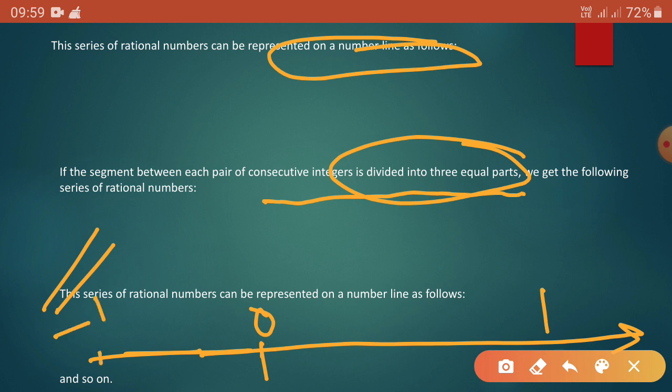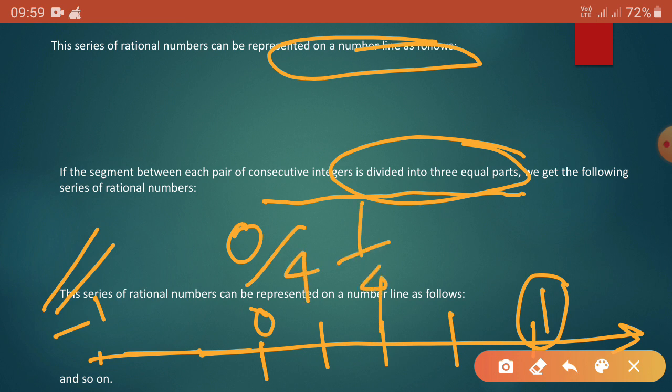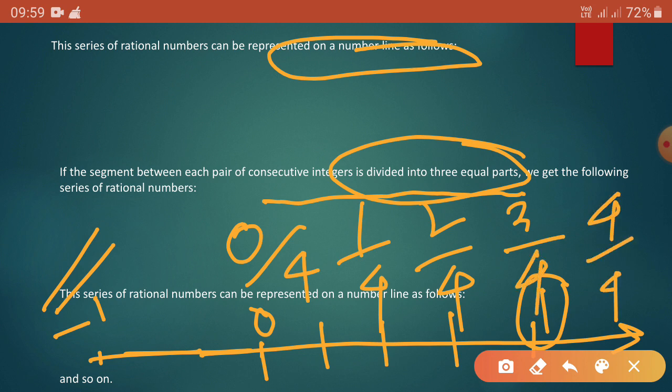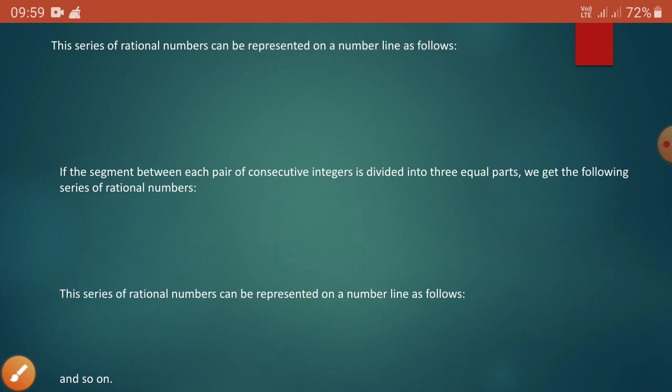If we divide this segment between 0 and 1 into four parts, what will be the numbers? The first number will be 1 by 4, then 2 by 4, then 3 by 4, and 4 by 4, that is 1. So that will be 0 by 4, 1 by 4, 2 by 4, 3 by 4, and then 4 by 4. Got the concept? Okay, go to the next slide.